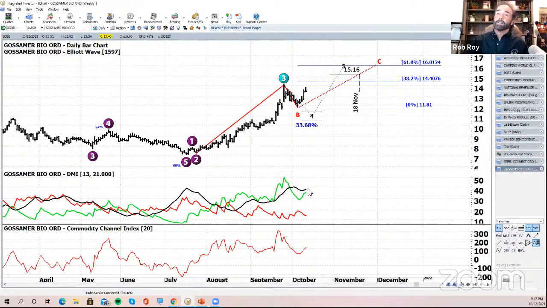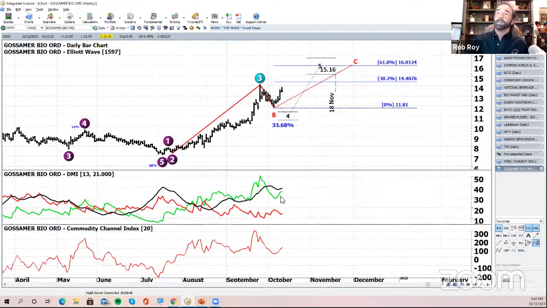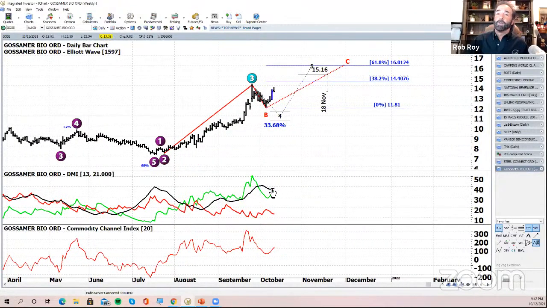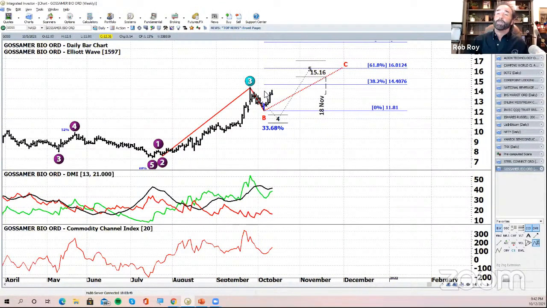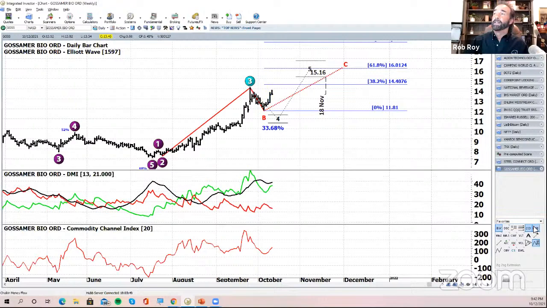A negative here is the ADX within the DMI is above the positive directional indicator. That's not what you want. And it's nearing 40, telling you that the strongest part of this move is over. It doesn't mean the whole move is over. The stock could easily go up there to 16 with this DMI, but I would feel better about it if the positive directional indicator was above the ADX, and it's not.